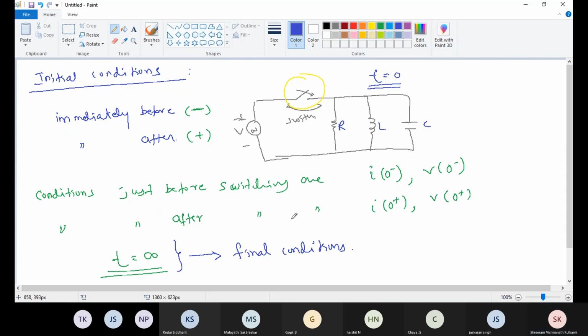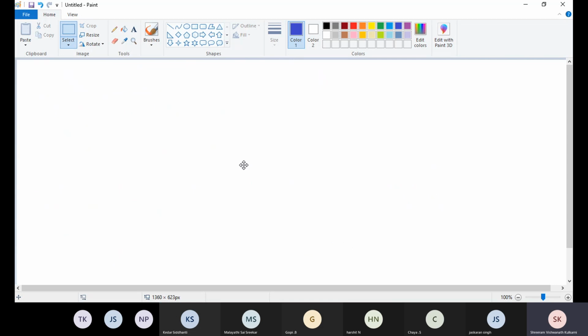Okay, this is the basic idea behind this. Now what I'm going to do, I'm just going to summarize. In solving the problems for initial conditions in the network, we are going to divide the time period t in three ways.